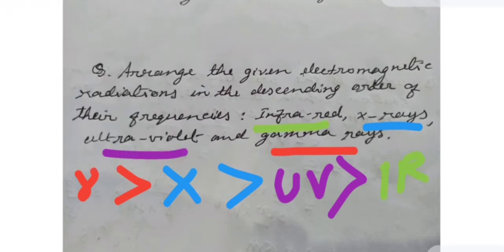So we arranged in the descending order of frequency, with frequencies getting lesser and lesser. Infrared frequency is the least, whereas gamma rays is the highest among these. So you have to be very clear about the electromagnetic spectrum arrangement. So this is the second problem.